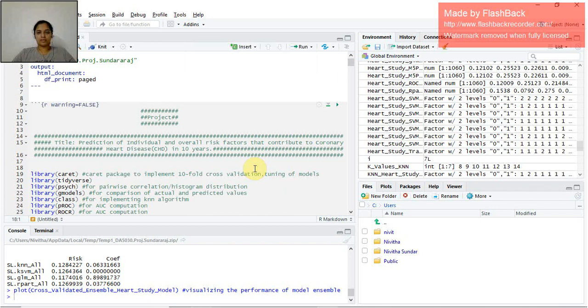Everyone. Today I'll be discussing the work that I've done so far on the analysis of the heart study dataset to predict the individual and overall risk factors involved in developing coronary heart disease in the next 10 years. Most of you might know that half a million deaths in the United States and in a lot of developing countries occur due to coronary heart diseases.